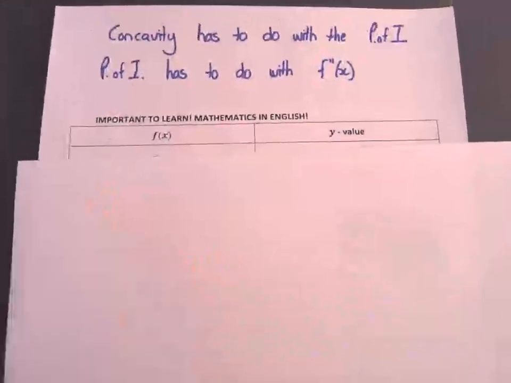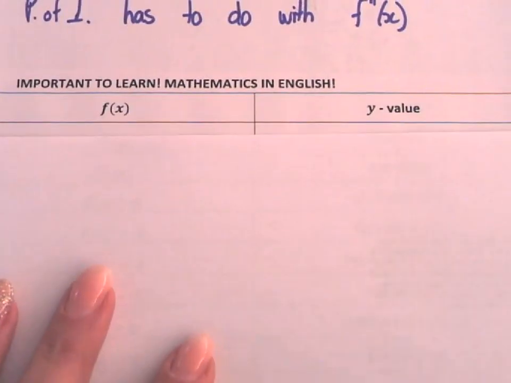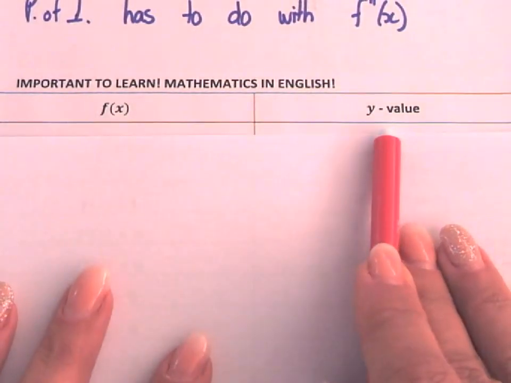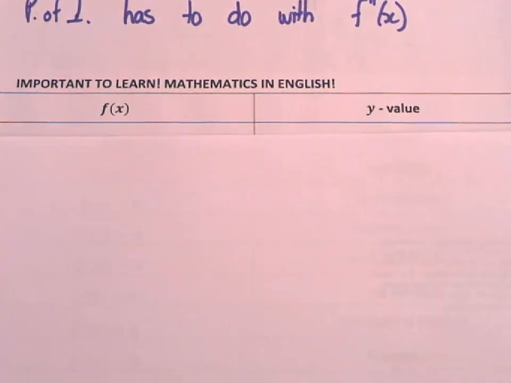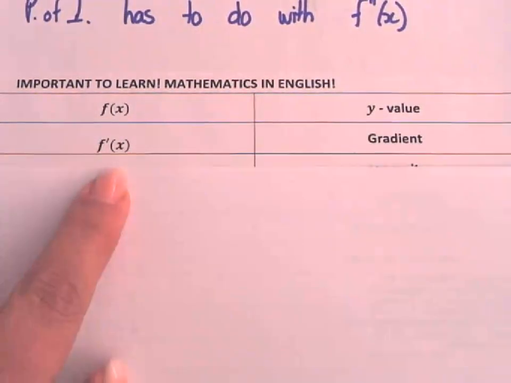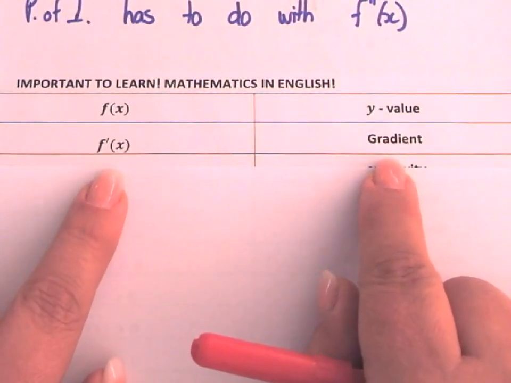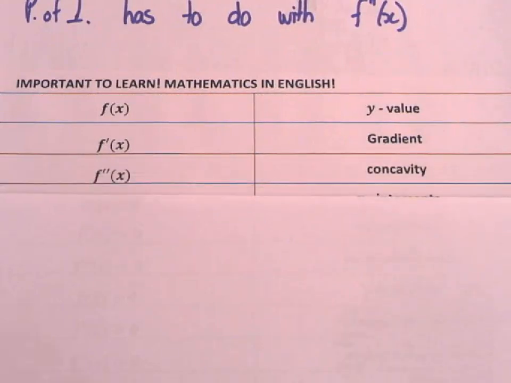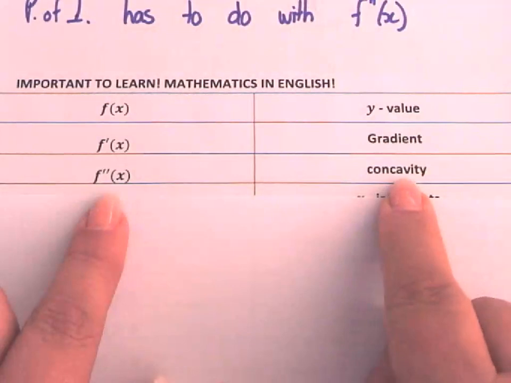If I talk about f(x), it actually means the y value of that x value. If I give you a first derivative of something, it actually represents the gradient. If I give you the second derivative, I'm actually talking about concavity.